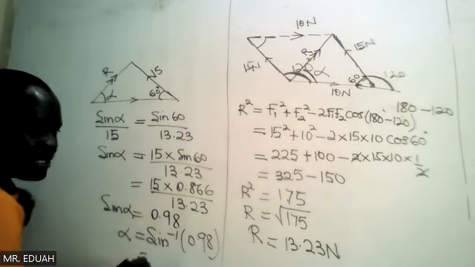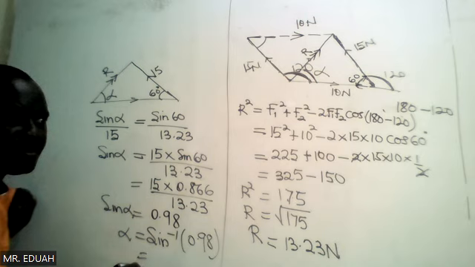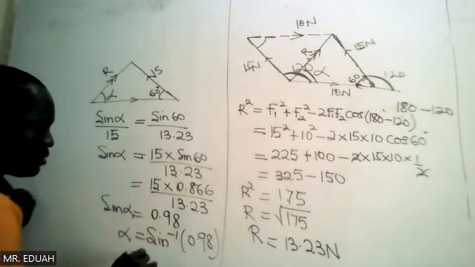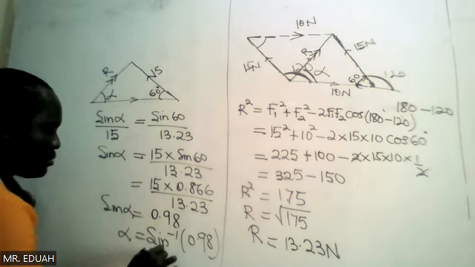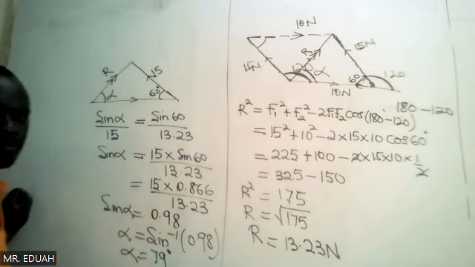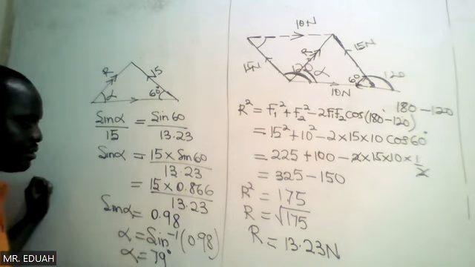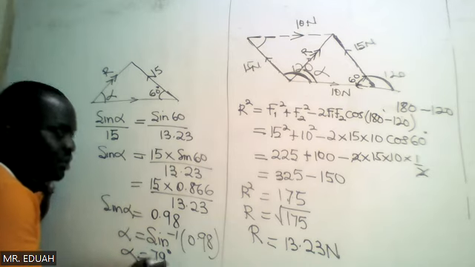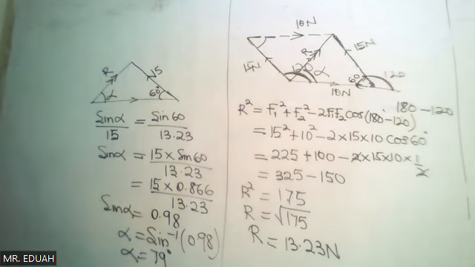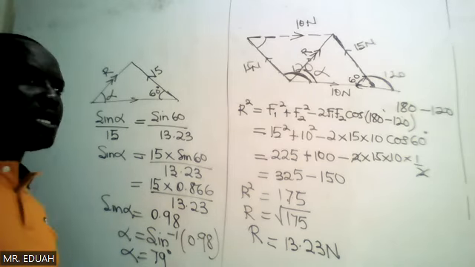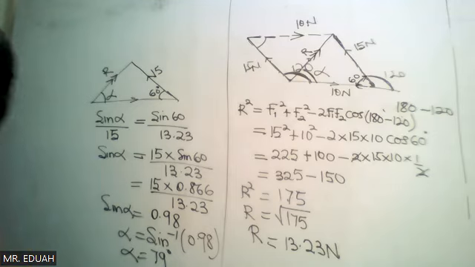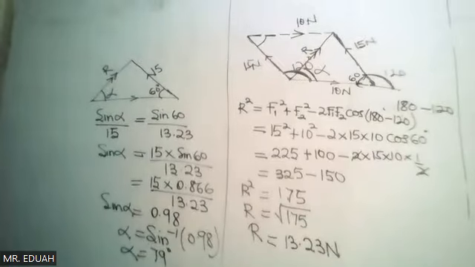So 79.07. 78.5. 79.078. Okay, so approximately 79. We usually take the angles to the closest degree. So that's the direction of the resultant.